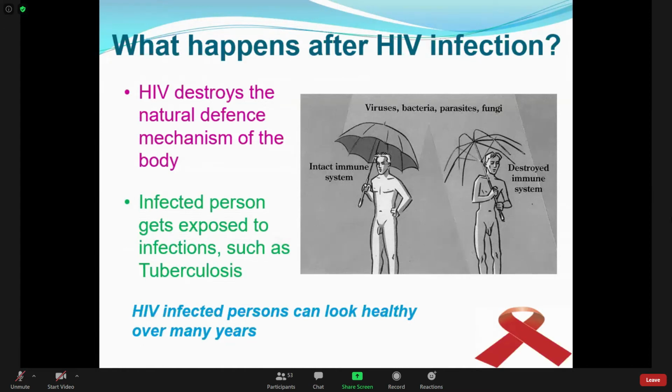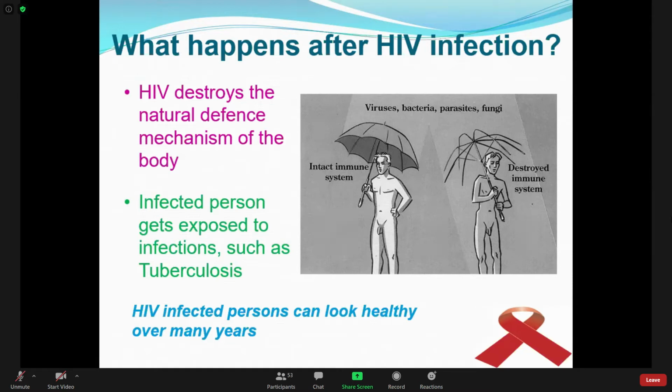Mainly it affects the helper T cell, the CD4 cell. It destroys or suppresses the CD4 cell. It is an RNA virus, but our cell is DNA, so the RNA is converted into DNA. When the cell multiplies, the virus also multiplies in the body. Then the number of virus is high, but our CD4 helper T cells are low.